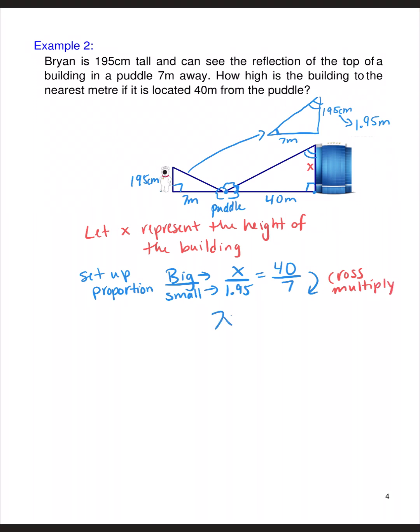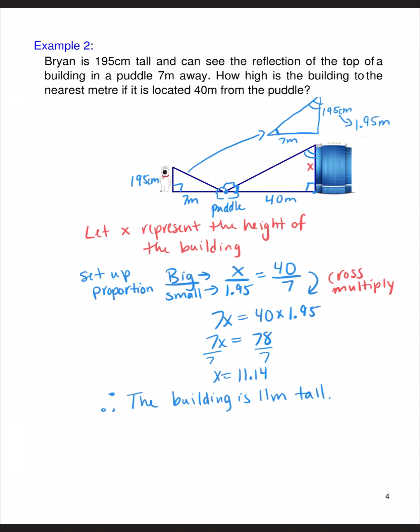We're going to get 7 times x equals 40 times 1.95, which is 78. Then we'll divide both sides by 7, so x would equal 11.14. If we round this to the nearest meter, we can say, therefore, the building is 11 meters tall. So set up those proportions and then cross multiply to solve when you're given an application or word problem like this. That's all for your notes for today.